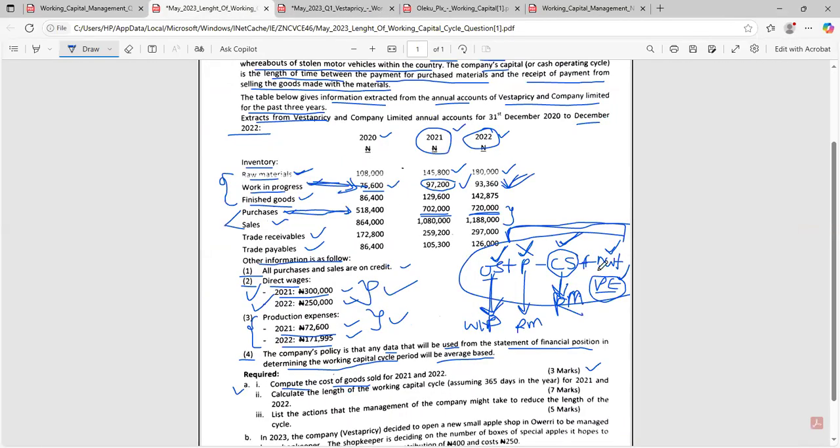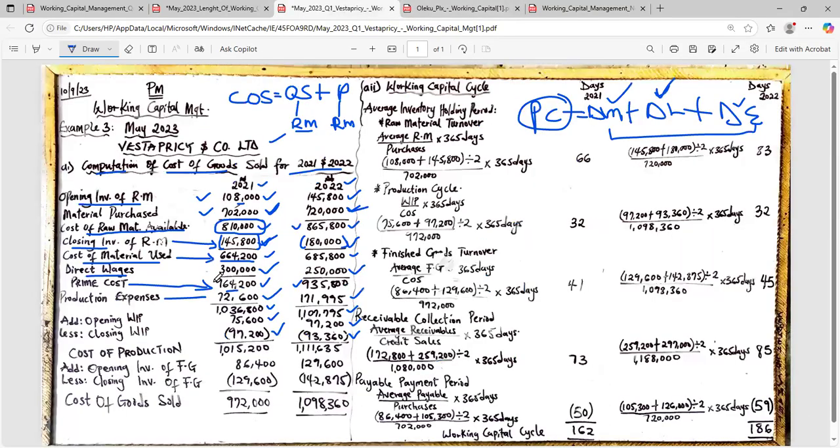The next thing is, are we going to have direct wages for work in progress? Are we going to have production expenses for work in progress? No, we don't have it. The direct wages and production expenses cover all of them, from the raw material level. So we continue to use them continually. We don't have special direct wages and production expenses for work in progress. So forget this one and forget this one. Ladies and gentlemen, we are done.